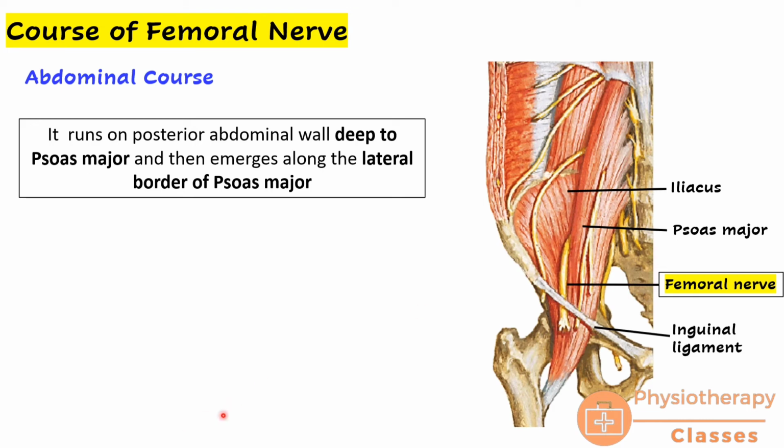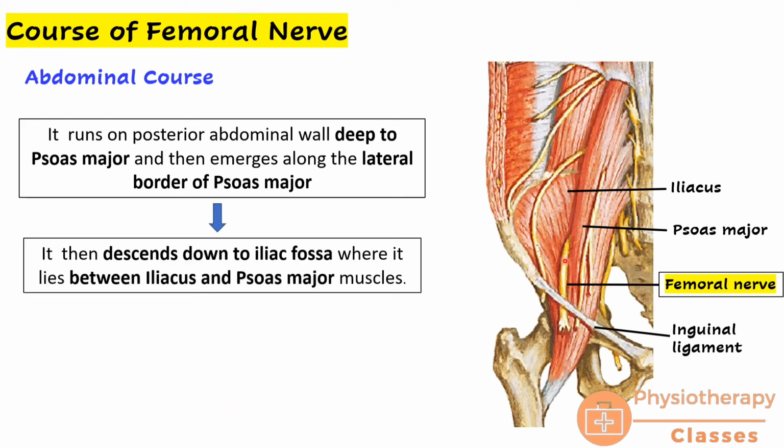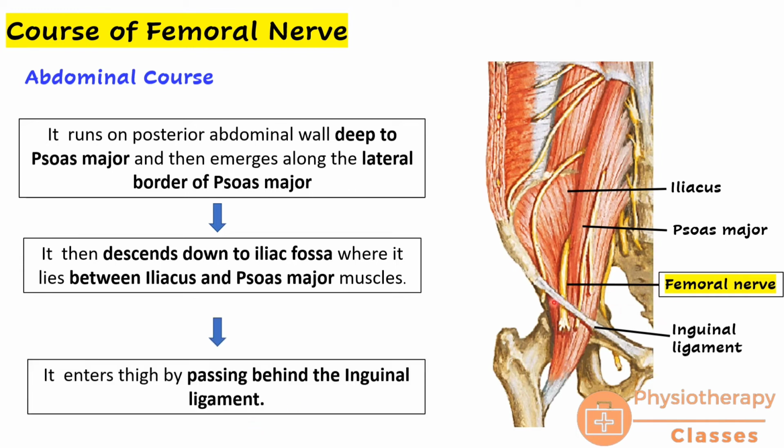So now it has descended down here into the iliac fossa. So this is the iliac fossa you can see, and it is located between these two muscles, that is psoas major muscle medially and the iliacus muscle laterally. After this, it is going to pass deep to the inguinal ligament here and reach the thigh. And which part of the thigh? The femoral triangle of the thigh.